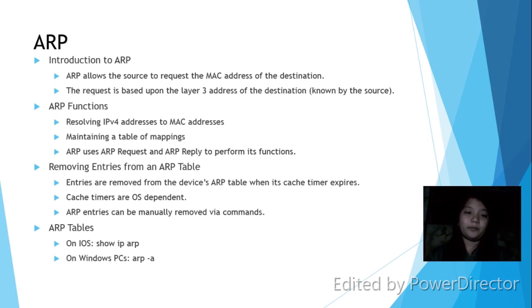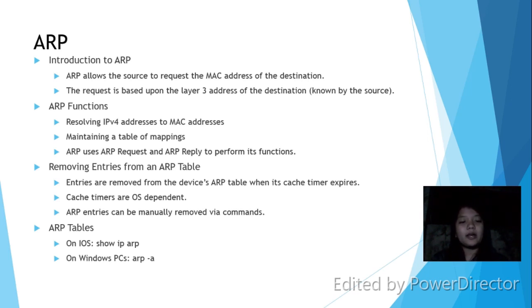Introduction to ARP. ARP allows the source to request the MAC address of the destination. The request is based upon the Layer 3 address of the destination. The ARP function: resolving IPv4 addresses to MAC addresses and maintaining a table of mappings. ARP uses the ARP request and ARP reply.